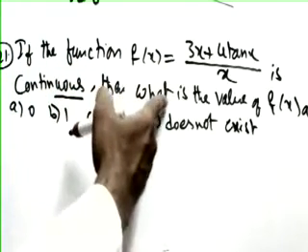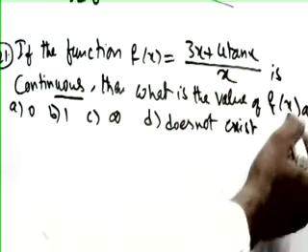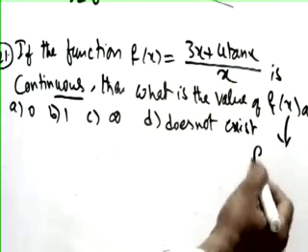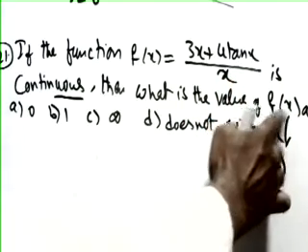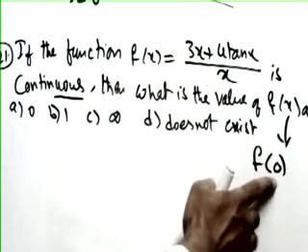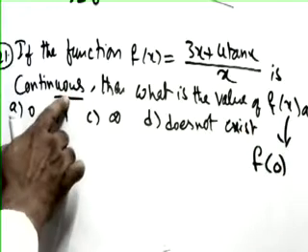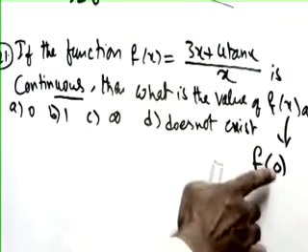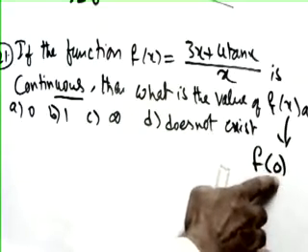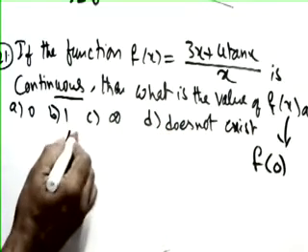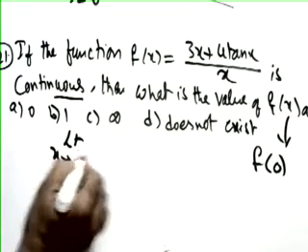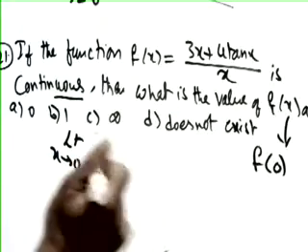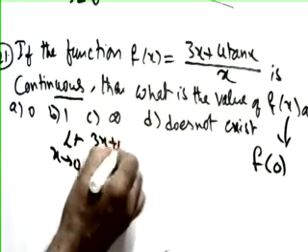If the function is continuous, then what is the value of f of x at x equals to 0? That is, he is asking the value of f of 0. We know that because the function is continuous, f of 0 and the limit as x tends to 0 should be equal. So let me find the limit as x tends to 0. This value and f of 0 should be equal.